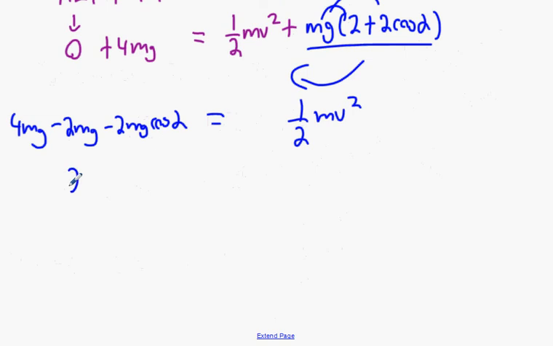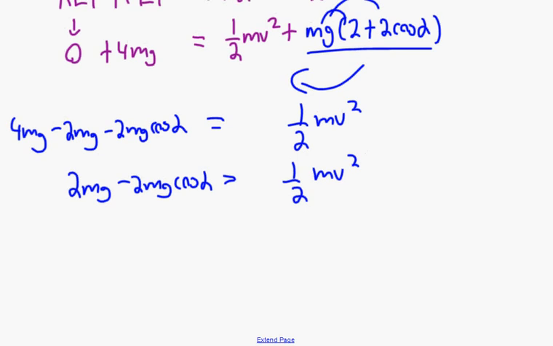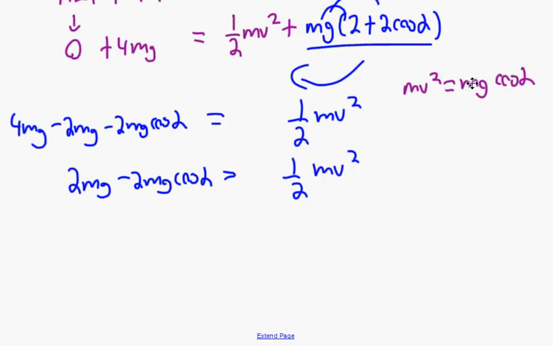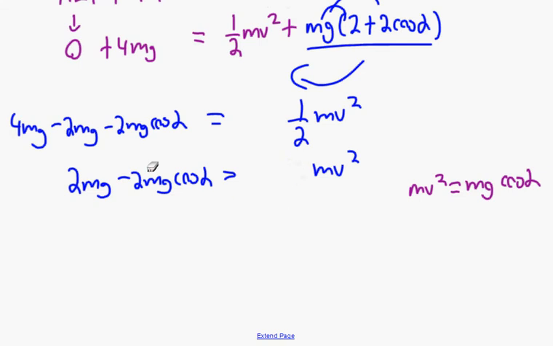Then I'm going to get 2mg minus 2mg cos alpha equals a half mv squared. I should bring down my other one here. And then what I'm thinking is I'm going to multiply both sides by 2. What happens when I multiply both sides by 2? Just gets rid of that. Turn that into a 4 and that into a 4.